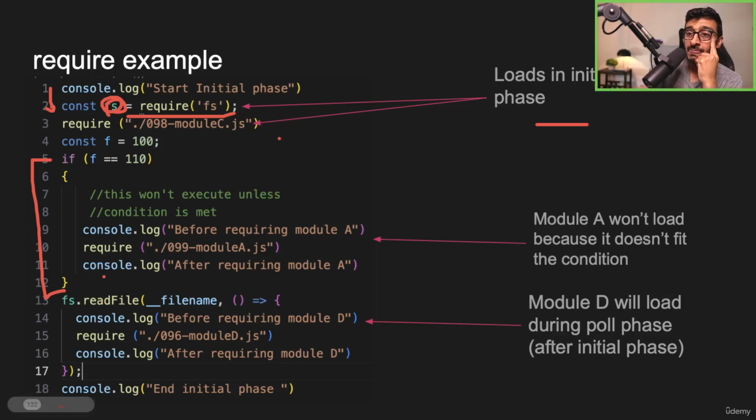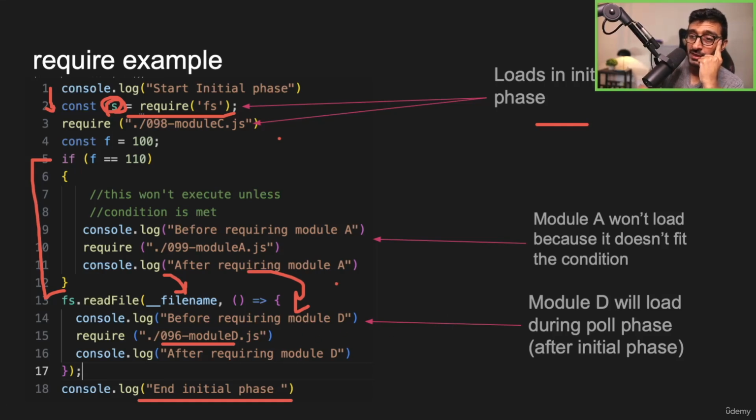So what I'm doing here is I'm reading a file, right? The current file name. By the way, underscore file name is only available when you do a require. I have no idea why it's not available on import, but it is what it is. So you call this function. This happened where? In the poll phase. Here I preserved an example where I'm loading the module D when the file is read in the poll phase and the callback is ready, and then eventually end the initial phase.